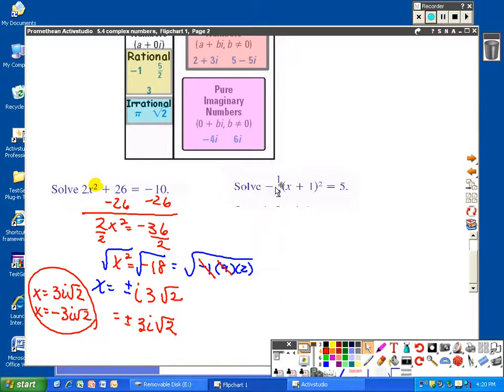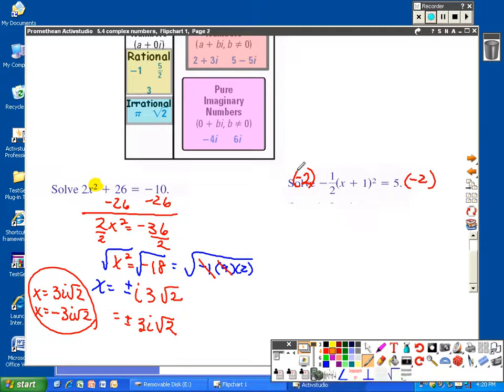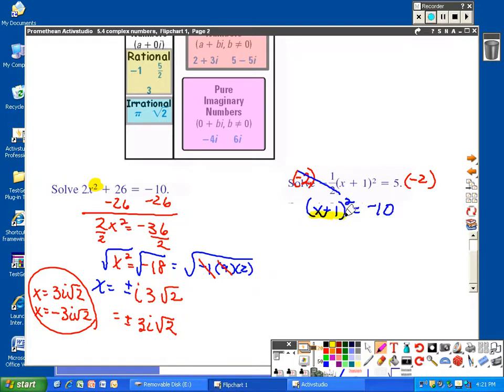Let's try this next one. Negative 1/2 times the quantity x plus 1 squared equals 5. To solve this, first you would multiply both sides by a negative 2. That would make x plus 1 quantity squared equals negative 10. I now have a perfect square on this side.